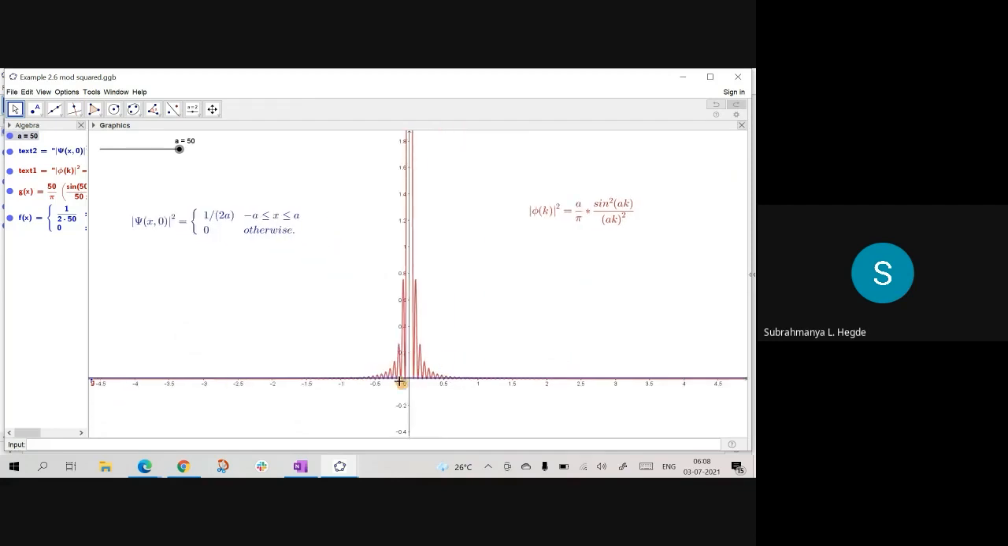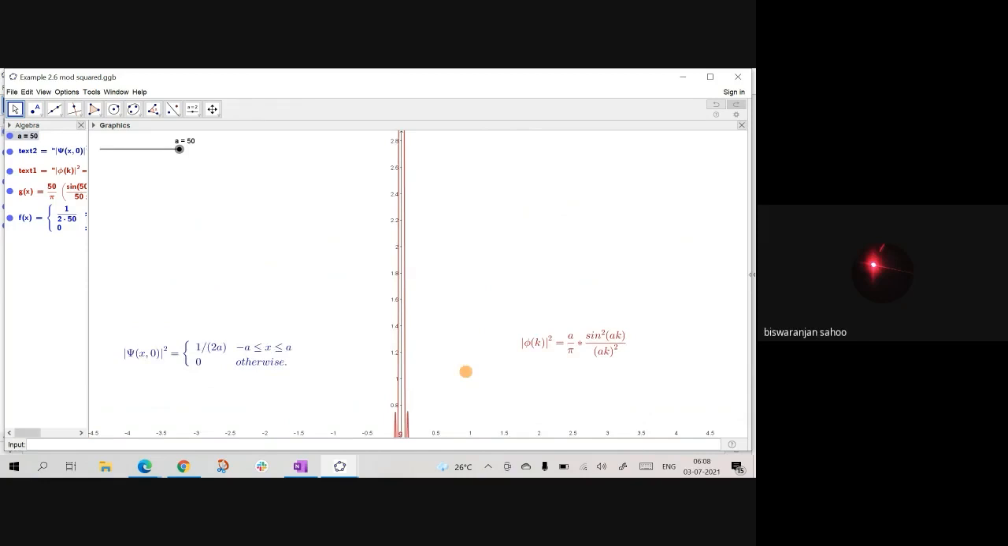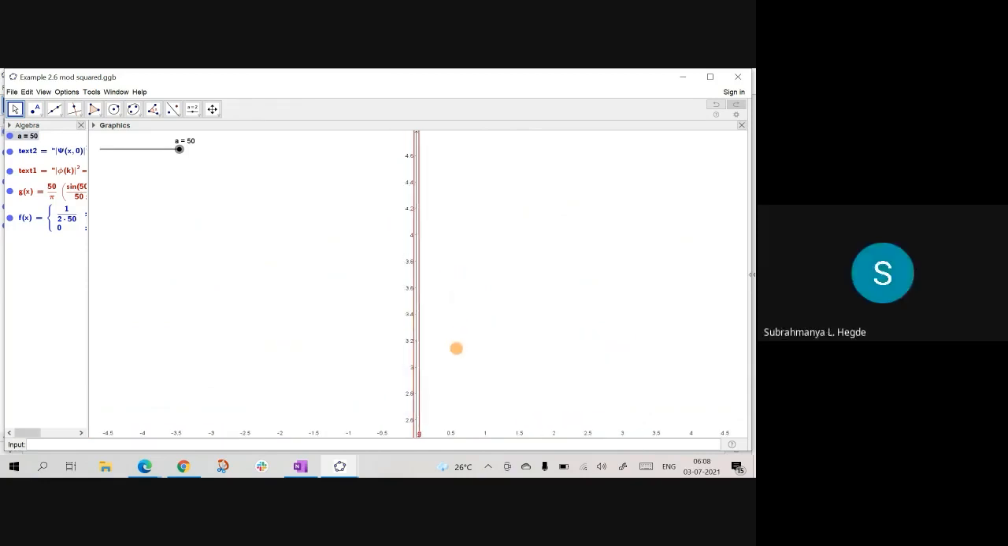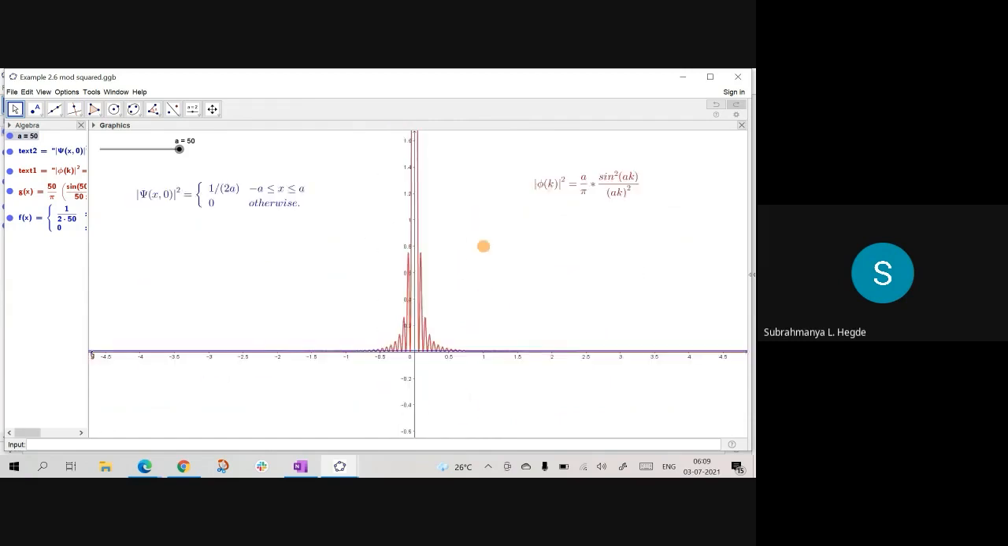And your red graph, your mod psi k square, is becoming narrower and narrower. Again, it will be almost a spike actually. We can't see its height actually. Is that okay?